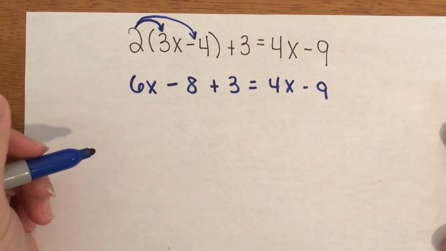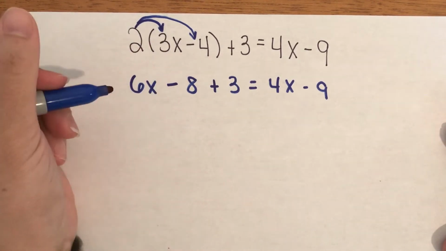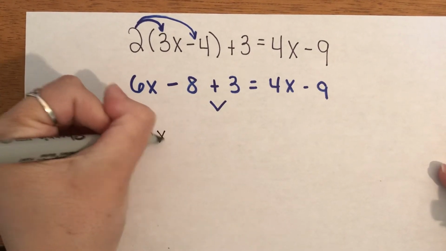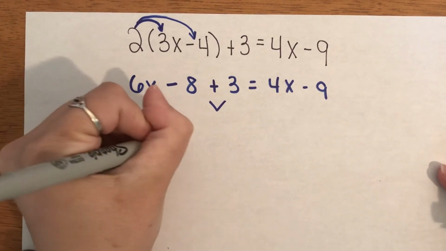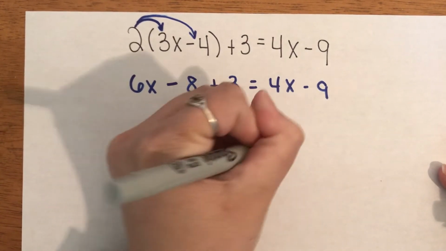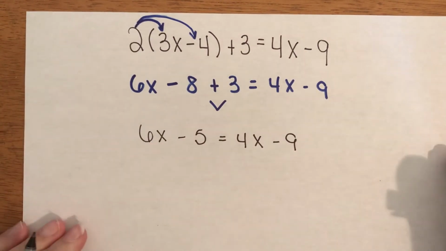On the left-hand side of the equal sign, I notice I have a -8 and a 3 that can be combined. I'm going to combine them because they are considered like terms. They're both constants. The 6x comes down. -8 plus 3 is -5. Everything to the right of the equal sign remains the same because I have not yet changed it.